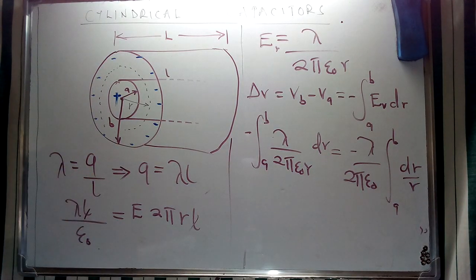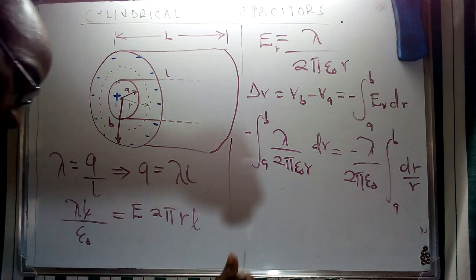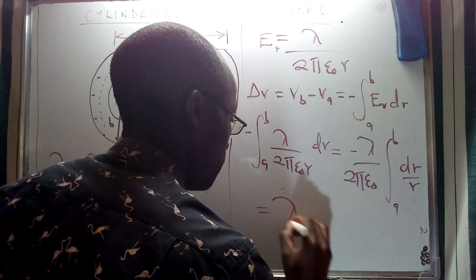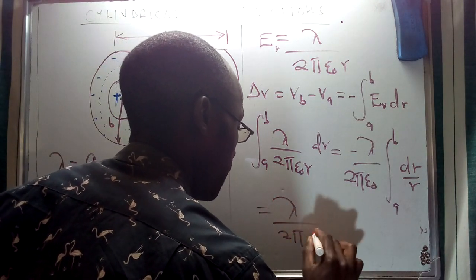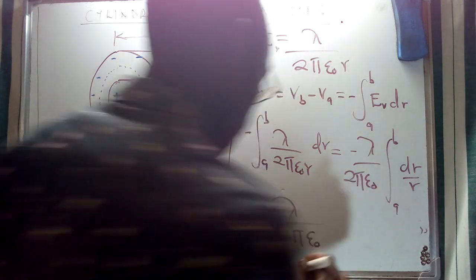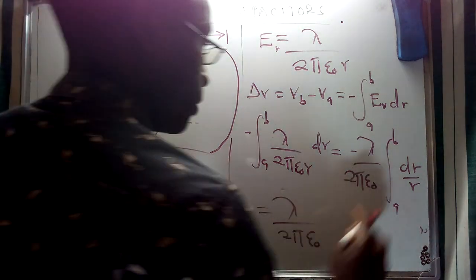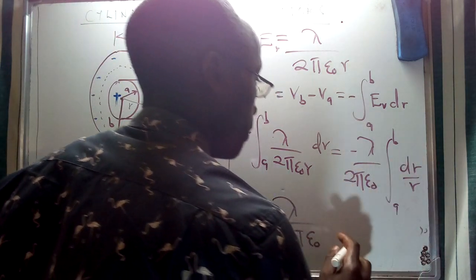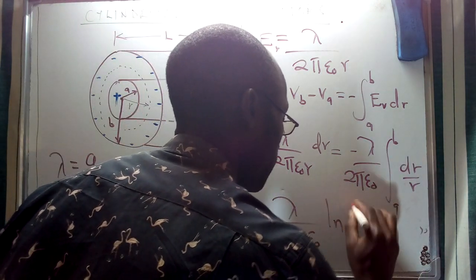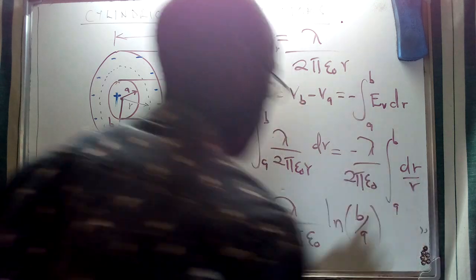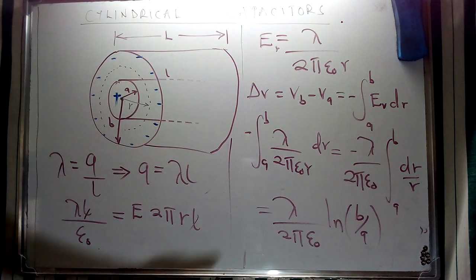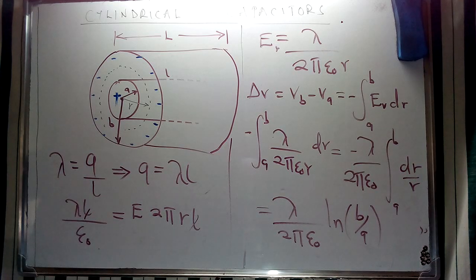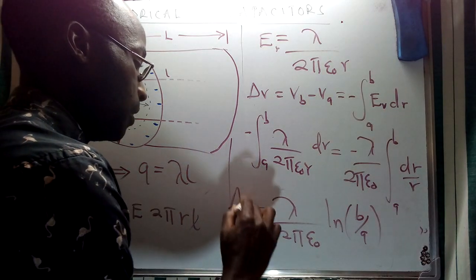So this is going to give us a result of lambda over 2 pi epsilon naught, and for this section of R, we're going to consider from B to A. Therefore, it's going to be the difference. For this reciprocal of 1 over R, we're going to have the natural log of B over A from the laws of integration. That is going to simplify into that, and this is going to give us what we refer to as delta V.